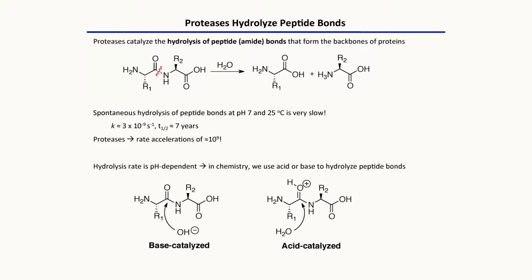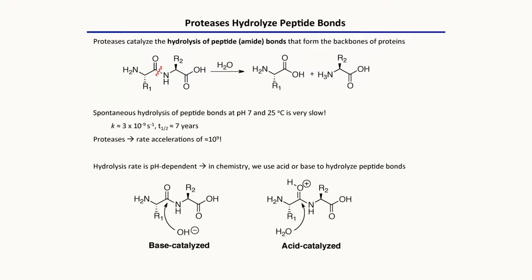And we can just think about chemistry for a minute and what we might do as a chemist to hydrolyze a peptide bond. So hydrolysis is pH dependent. And so in chemistry, we'll use acid or base to hydrolyze a peptide bond. And we can think about base catalyzed reactions, such as this one, where we have our OH minus group attacking, or acid catalyzed reactions as this one here.